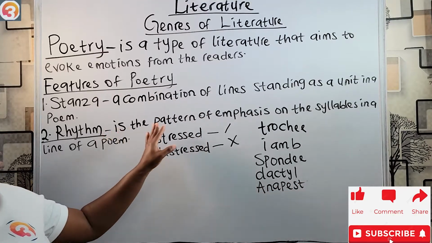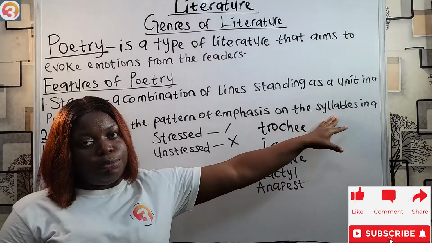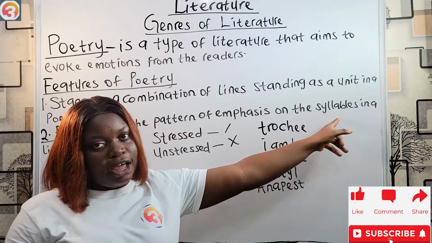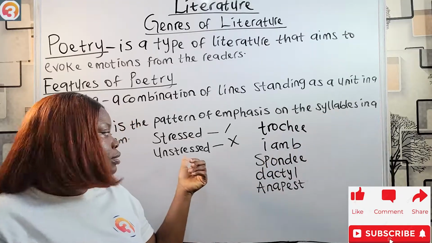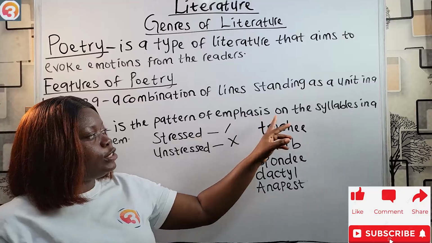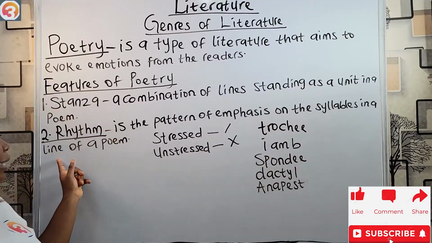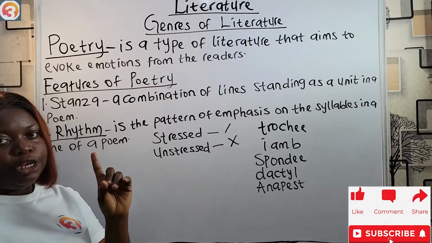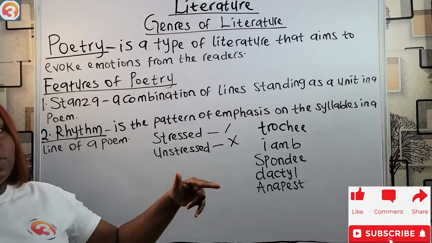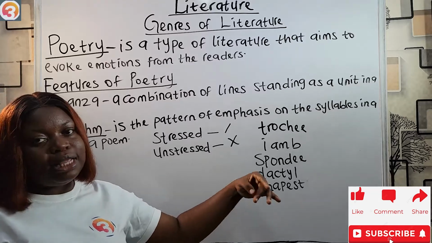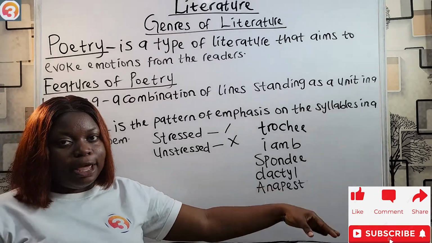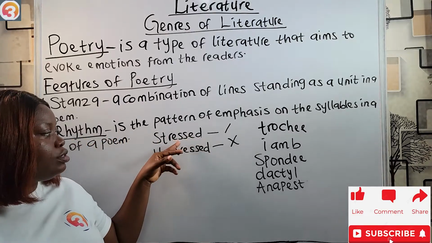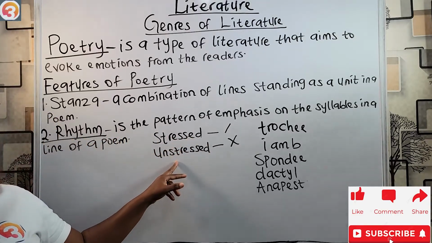So for rhythm, we're talking about the pattern of emphasis on the syllables. If you're confused about what syllables are, you can check the video that we have on syllables and stress. So rhythm is the pattern of emphasis on the syllables in a particular line. For a stanza, we're dealing with a group of lines together, forming a unit. But for individual lines, the pattern of emphasis that the syllables in the line contain, we refer to as rhythm. And in emphasis, we have stressed syllables and unstressed syllables.